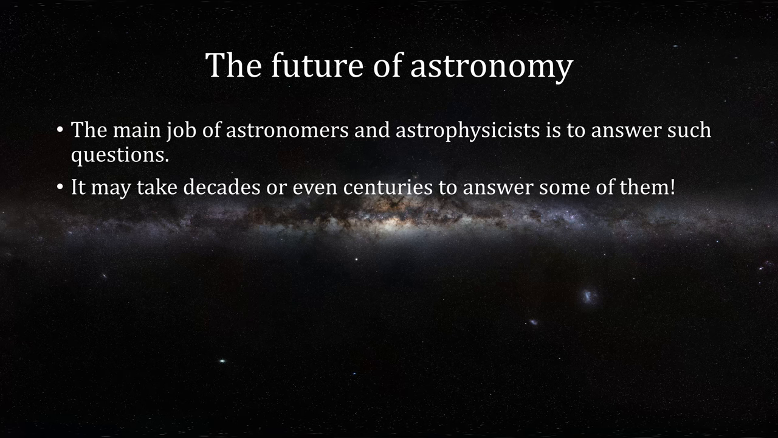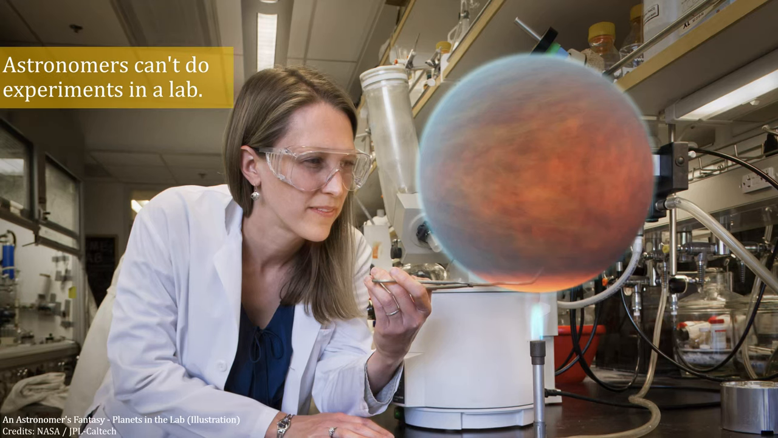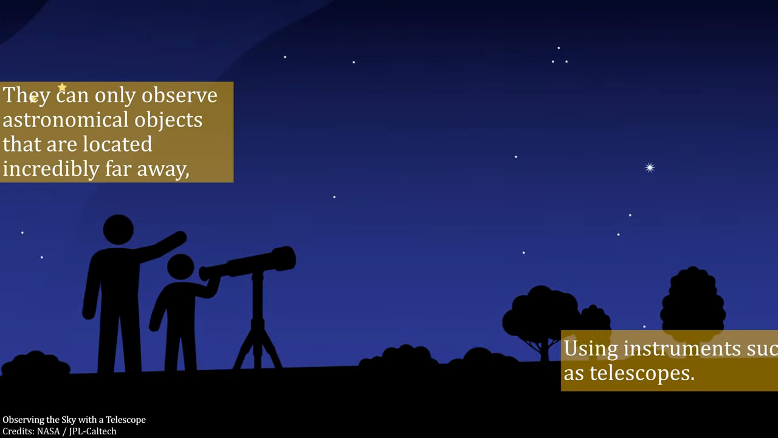The main job of astronomers and astrophysicists is to answer such questions, but it may take decades or even centuries to answer some of them. Astronomy is different from most other sciences because astronomers can't do experiments in a lab. They can only observe astronomical objects that are located incredibly far away, and they do this using instruments such as telescopes.